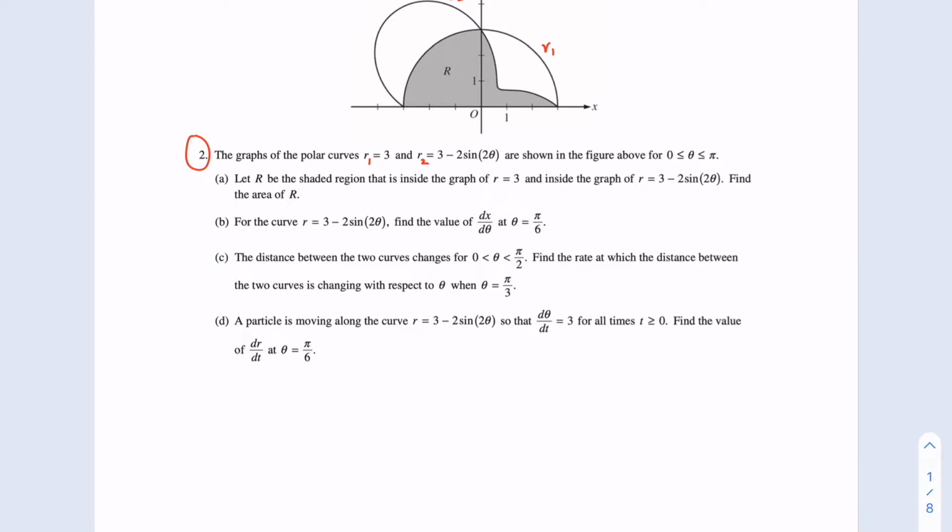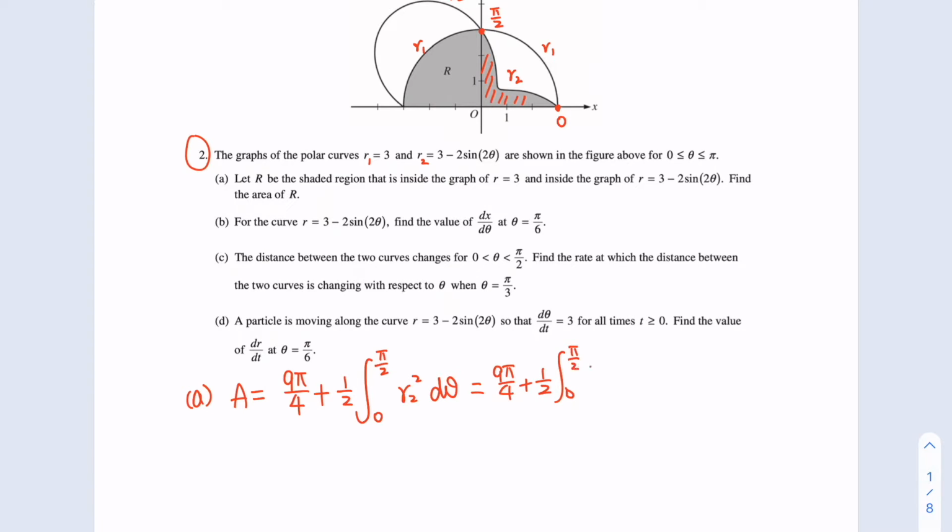If you look at the area here, it has two parts. One is here following r2, and the second part is following r1. So the area will be the sum of the quarter of a circle, so it's 9 pi over 4, plus 1/2 integration. When theta equals 0, r2 starts from here. When theta equals pi over 2, r2 will get here, so it's from 0 to pi over 2, r2 squared d theta, which is 9 pi over 4 plus 1/2.